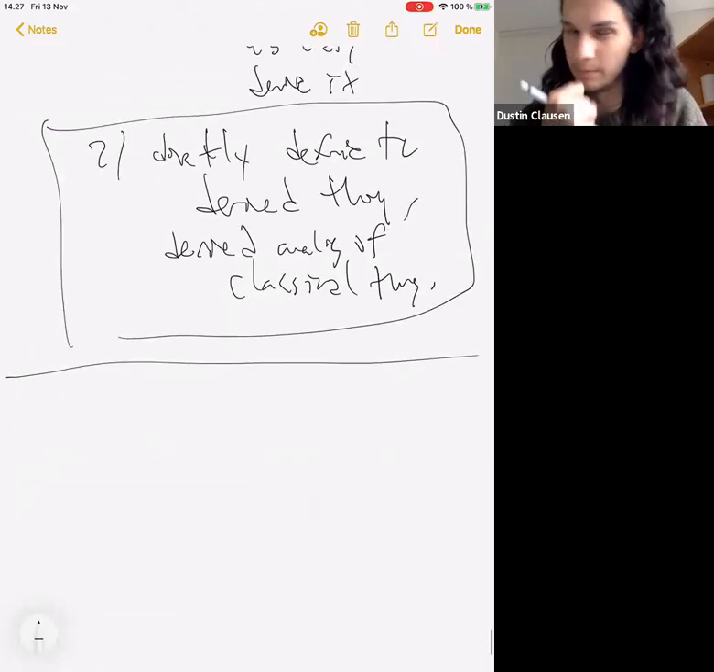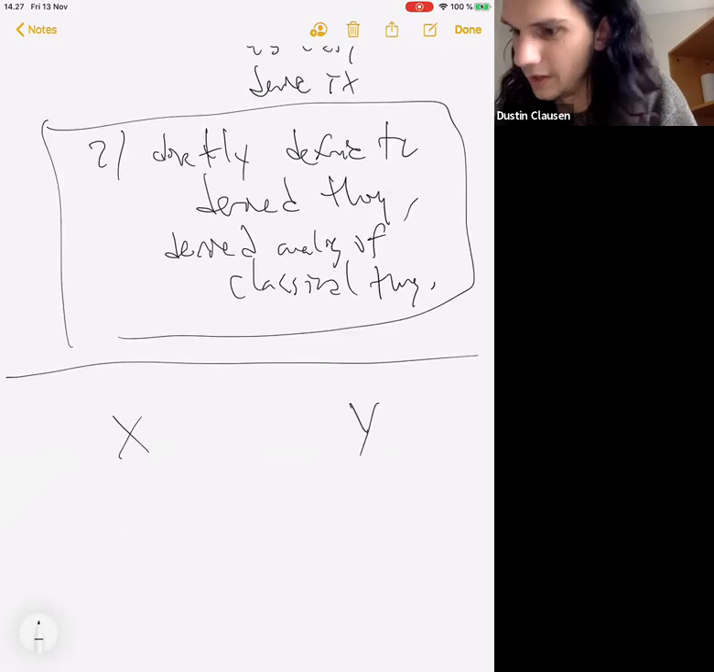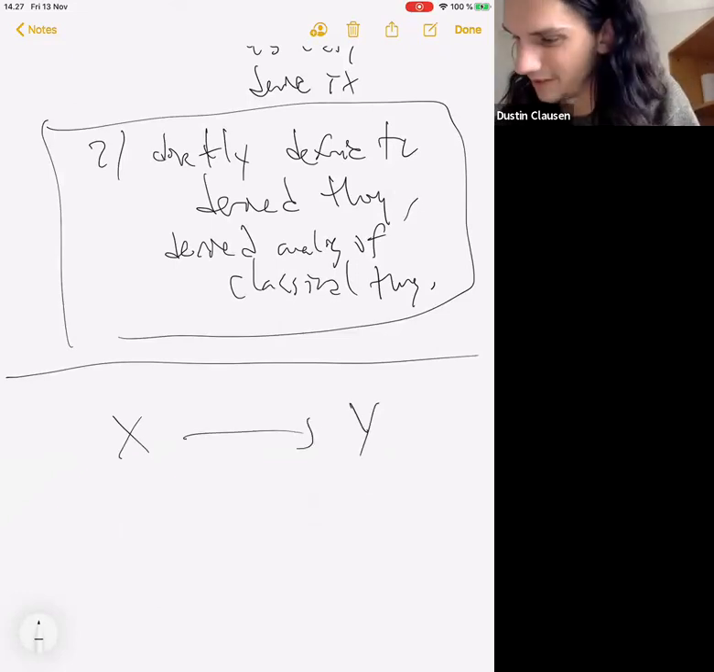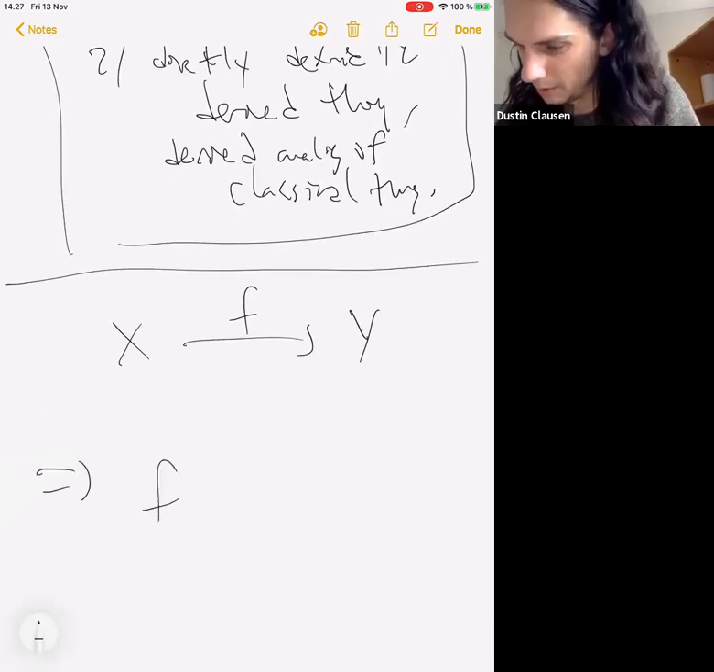So what are the important operations you have on categories of sheaves? Well, I'll give the most basic one. If we have a function f from X to Y, then we get a pullback functor.